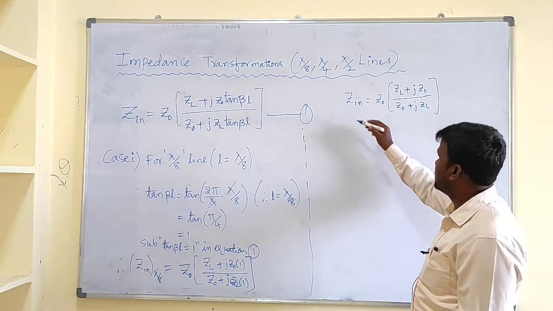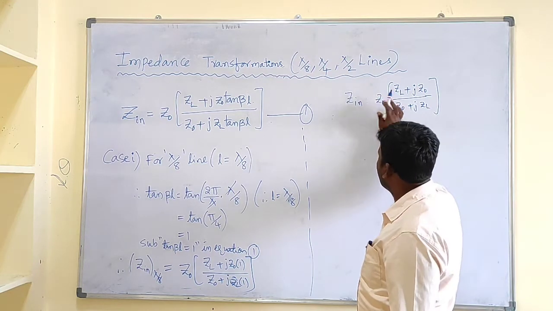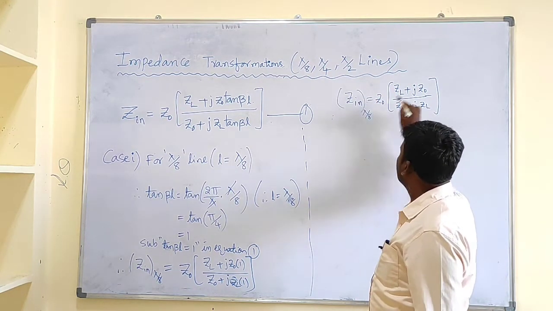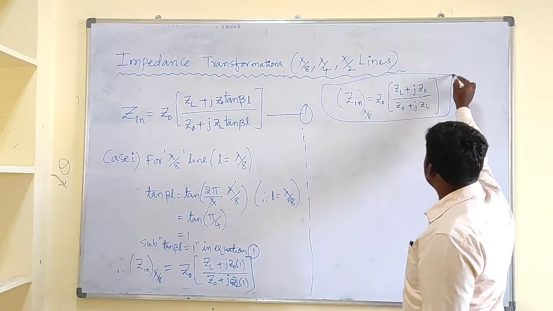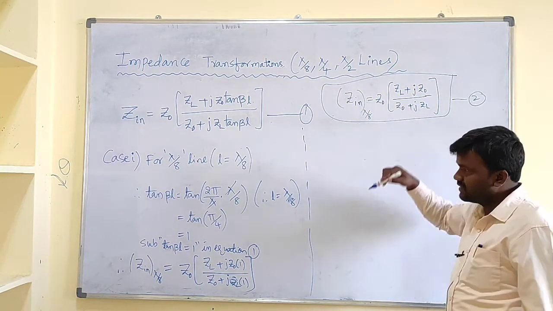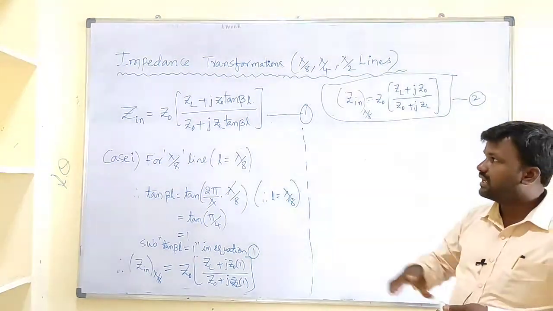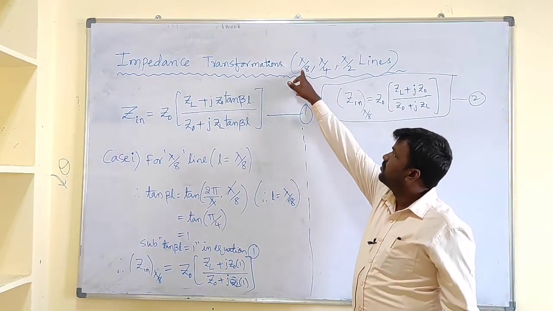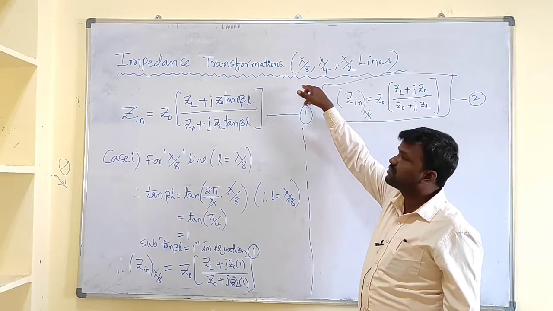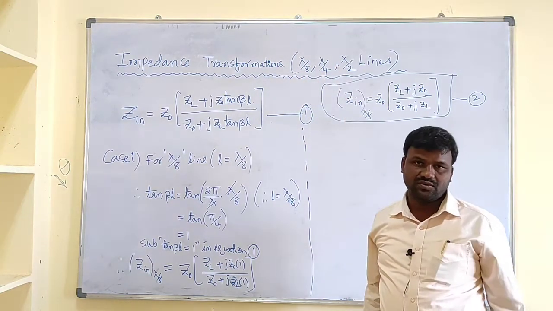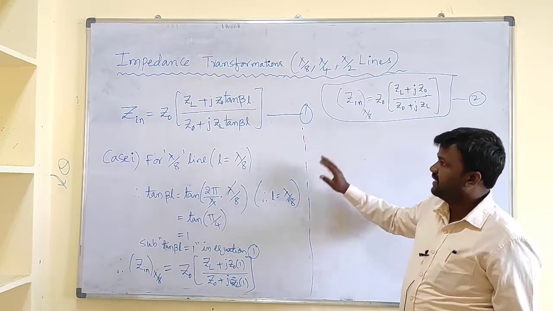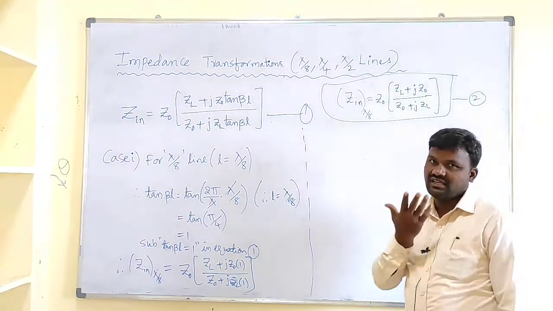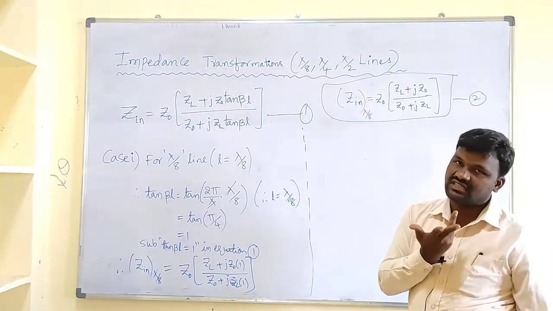This is the expression for Zin of the lambda by 8 line, that is, the input impedance of the lambda by 8 line. Let us take this as equation 2. Please remember these equations 1 and 2. We will write all these equations in one place: equation 1, then equation 2 for this one, equation 3 for this one, and equation 4 for this one. From this we can say that equation 1 is transformed to this. That means there exists impedance transformation if the length changes.